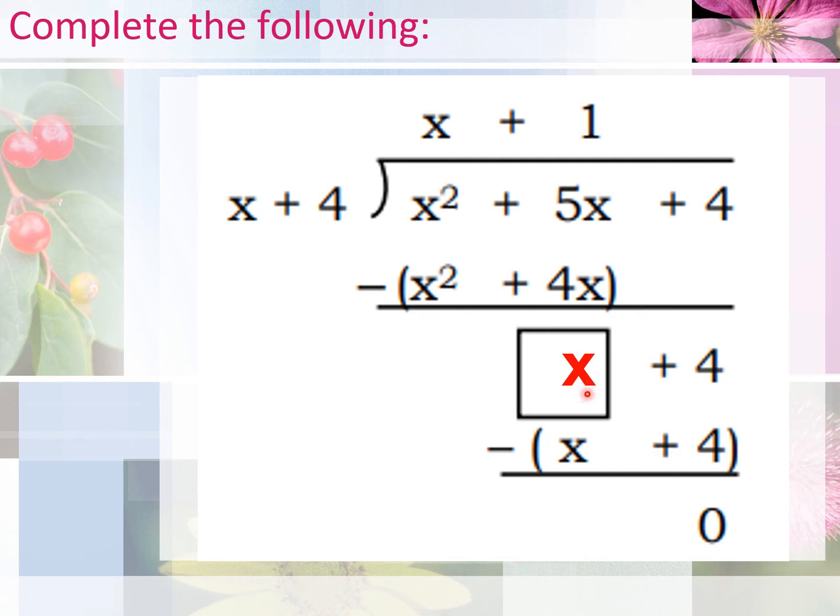So, proceed tayo ulit. Solve natin. Bring down na natin yung 4. X divided by x, that is equal to 1. Then, 1 times x is x. Then, 1 times 4 is 4. Then, subtract tayo. X plus 4 minus x plus 4, that is equal to 0. So, wala tayong remainder dito sa example na to.